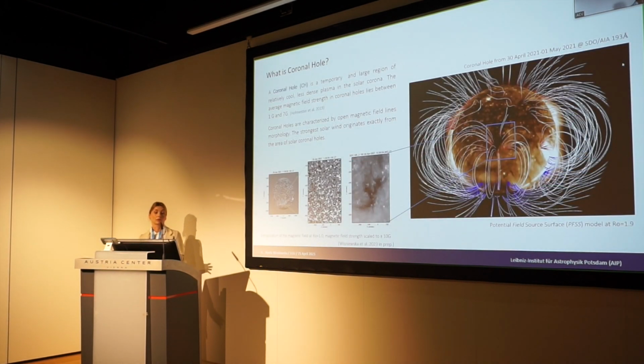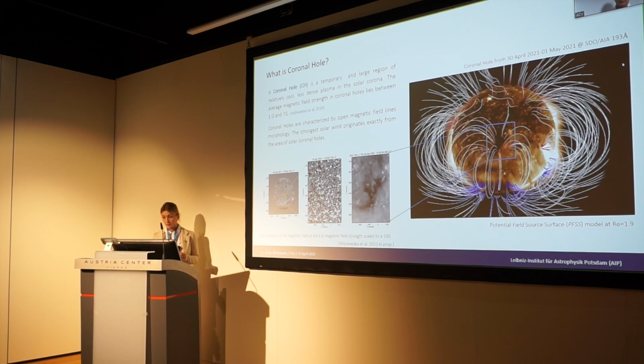Okay, so what is a coronal hole? There was already much about it here, but a coronal hole is a temporary and large region of relatively cool, less dense plasma in the solar corona, and with very weak magnetic field strength, which is about 1 to 7 Gauss in these areas. And coronal holes are characterized by open magnetic field lines, as we know already. The most important thing is that the strongest solar wind originates exactly from the area of solar coronal holes.